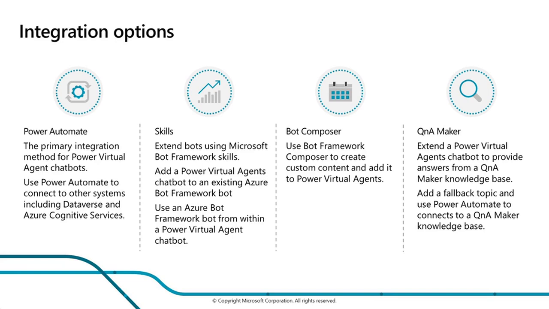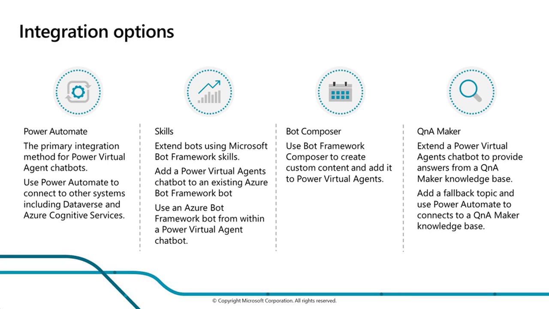So the Power Automate Cloud Flow can be initiated from an action node in a topic that will trigger the Power Automate flow. About the skills, Power Virtual Agents enables you to extend your bot using Bot Framework, as I said, using Bot Framework skills. If there are any Azure Bot Framework bots deployed, you can define those bots as a skill and embed the skill within a Power Virtual Agent bot.